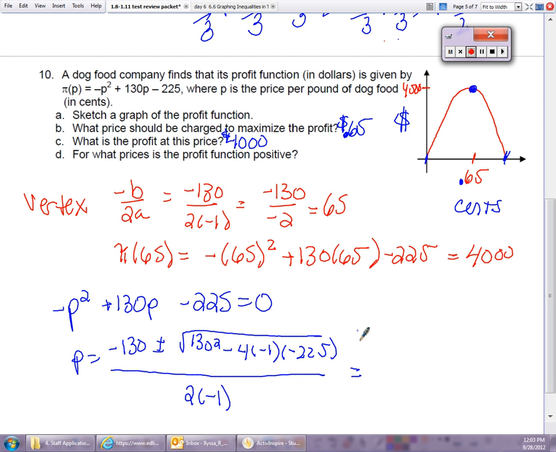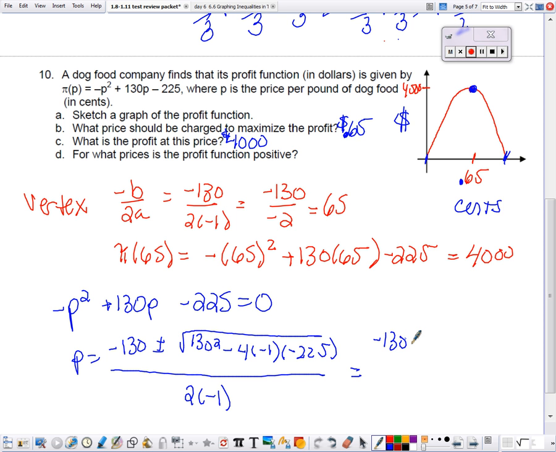So using my calculator, I get negative 130 plus or minus the square root of 16,000, all divided by negative 2. And when you do negative 130 plus the square root divided by negative 2, then you have to do negative 130 minus the square root divided by negative 2. My answers are 2 cents and $1.28.